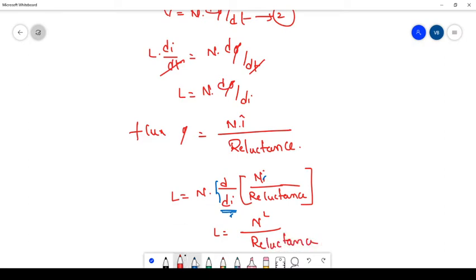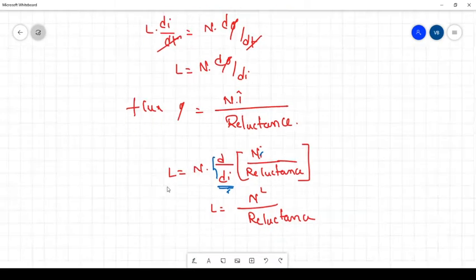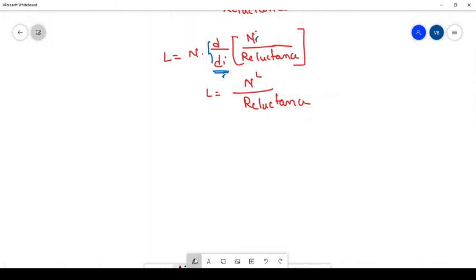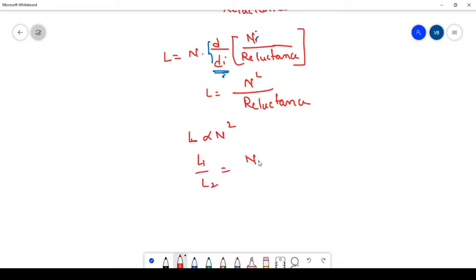Here you can observe the relation: L is proportional to n square, since the reluctance is constant. So L1 by L2 is equal to n1 square by n2 square. We can write n1 by n2 as a, where a is called the turns ratio.